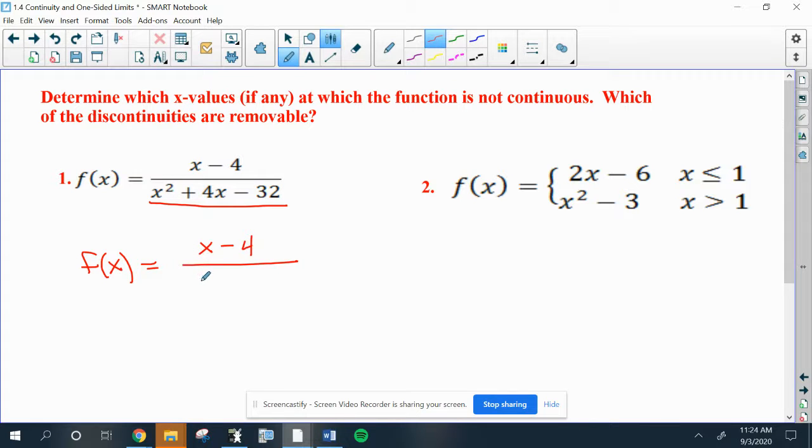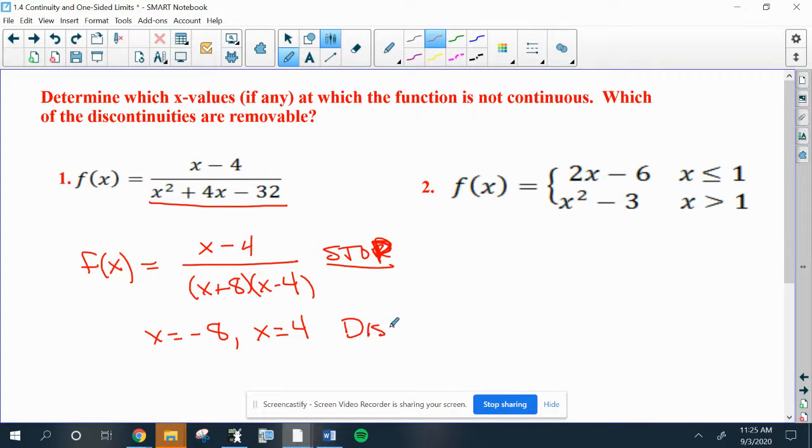So that would be factors of negative 32 that add up to 4, would be positive 8 and negative 4. Stop right here. Now you want to identify the discontinuities. Since this function is not defined at x equals negative 8 and x equals 4, because that's where the function is undefined, those are discontinuities. So we found the two discontinuities.